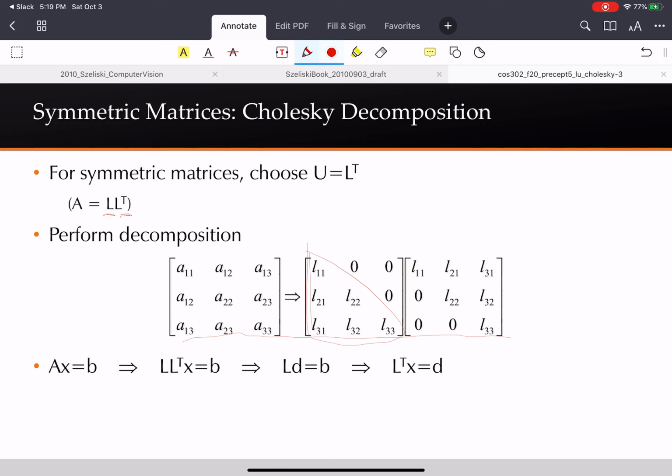With this decomposed L and L transpose, we will first replace A with L times L transpose and then build an intermediate variable D, which equals L transpose times X. And with this intermediate D, we first solve this linear system to find the values of D and finally solve the second linear system to have our solution.